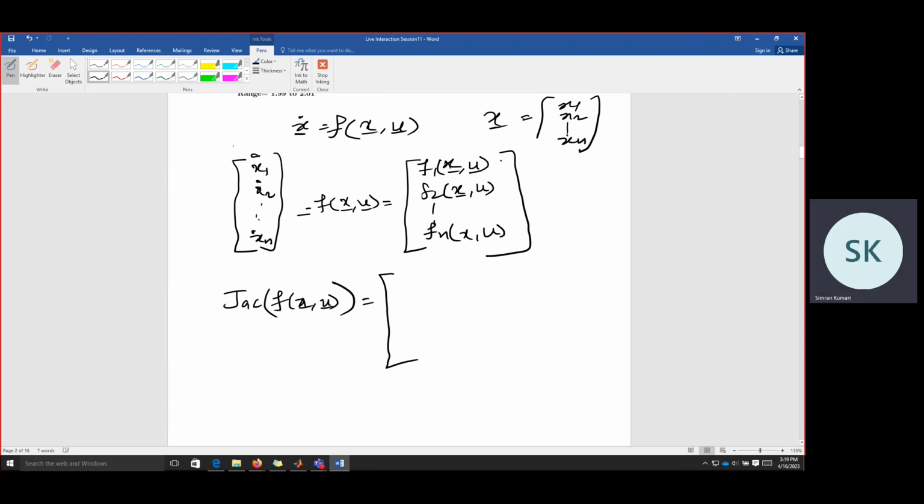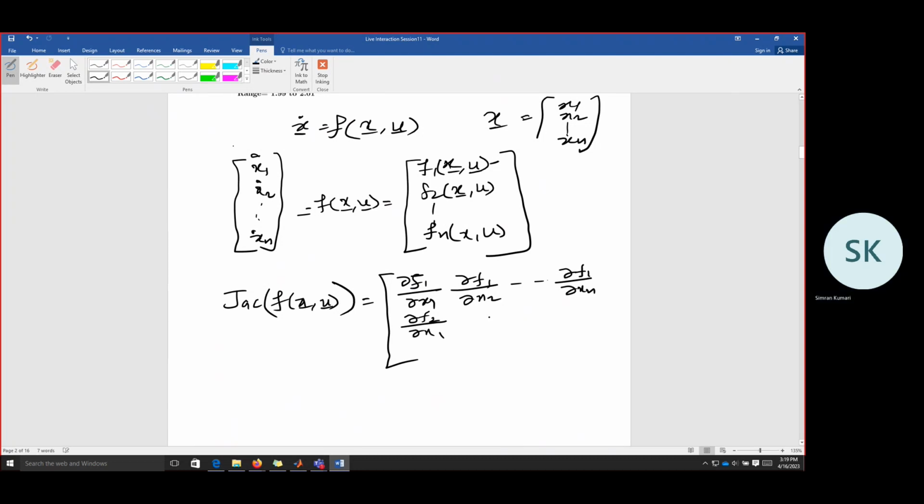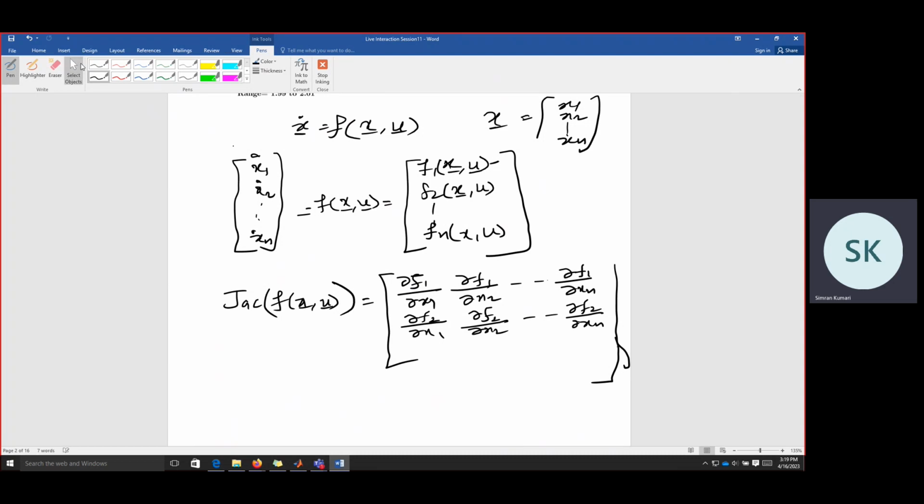So what do we get? For this one, we just find partial differentiation: del f1 by del x1, del f1 by del x2, up to del f1 by del xn. Similarly, for f2, we find partial differentiation with all the variables in the state vector, up to del f2 by del xn. So the matrix goes like this, and the last row is del fn by del x1, del fn by del x2, up to del fn by del xn.